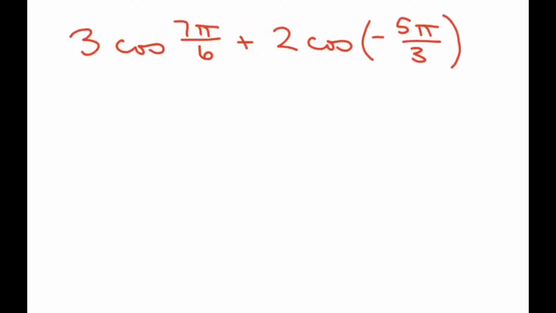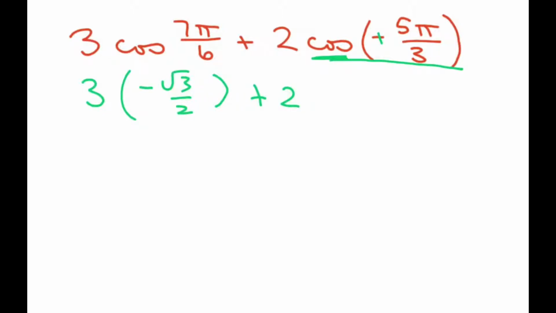Now, next one is this one. So we have 3, and then cosine of 7 pi over 6 is negative square root of 3 over 2 plus 2. Now, since you have a negative here, you should know cosine's an even function, so we could just consider that a positive. So it makes it easier than trying to make it coterminal. So cosine of 5 pi over 3 is 1/2.